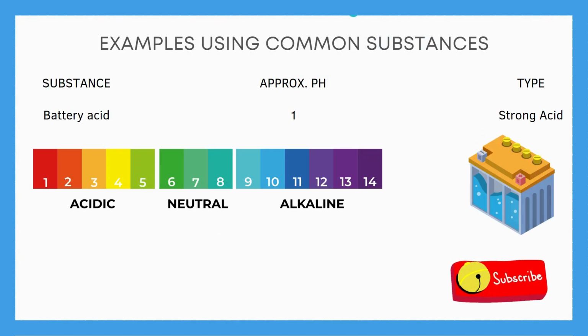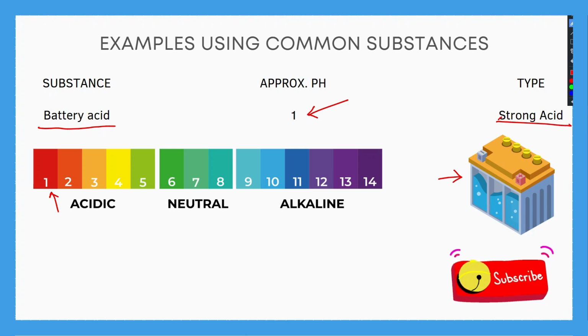So here are some examples that we want to talk about. If a substance is a battery acid, for example, the sulfuric acid that you have in your car batteries is a very strong and corrosive acid. It has an approximate pH value of 1, and that 1 is at the point of red, which tells you that it is a strong acid.